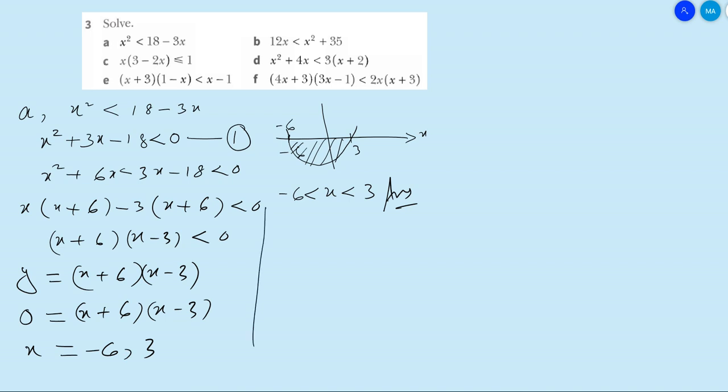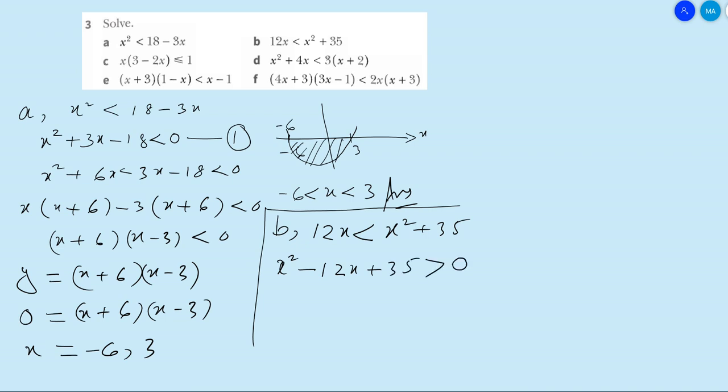Come to part B. Part B is 12x less than x square plus 35. Writing in the standard form, x square, move this 12x to this side, and the plus 35 remains plus 35. This is greater than 0, because x square plus 35 has the greater sign. x square plus 35 is greater than 12x, then x square minus 12x plus 35 is greater than 0.